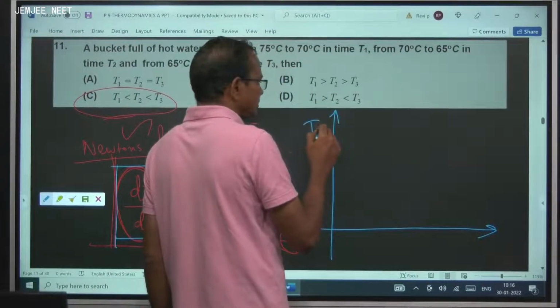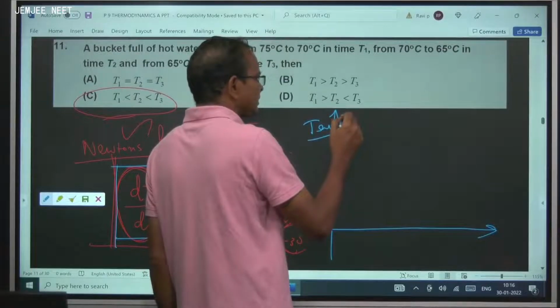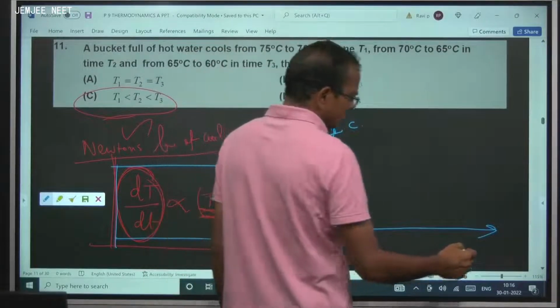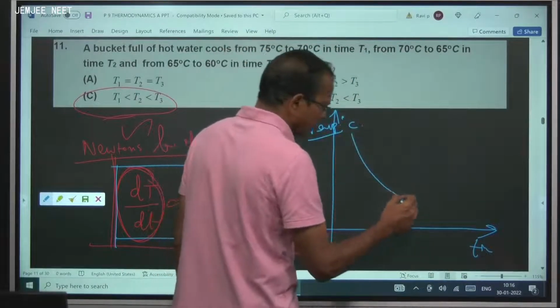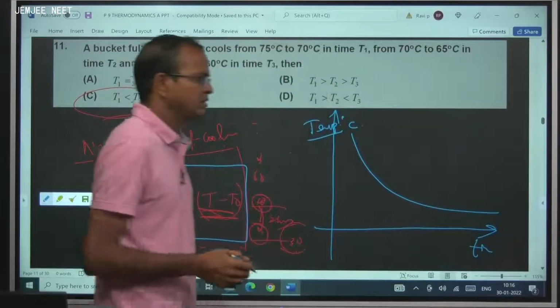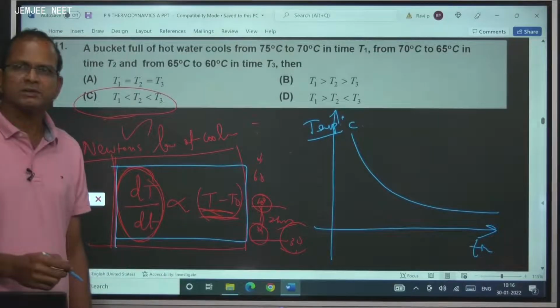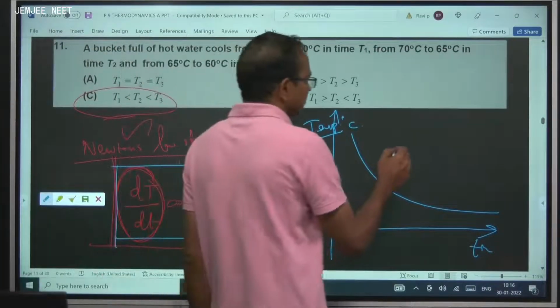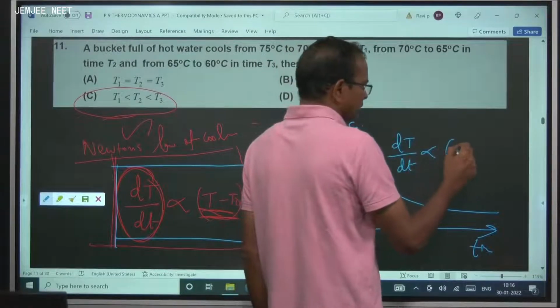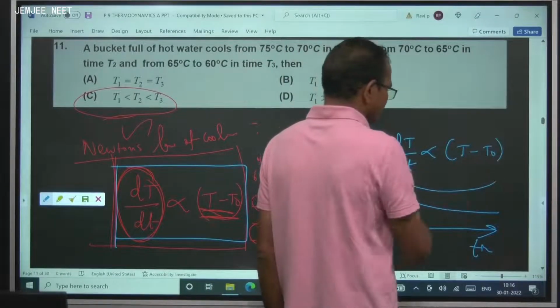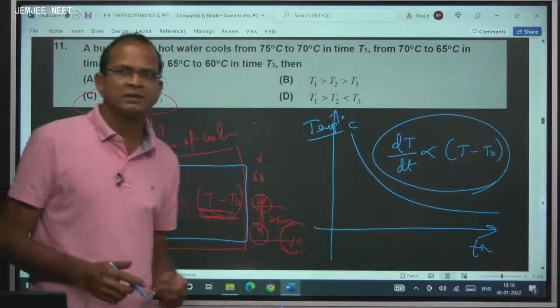This is temperature. Maybe degree Celsius, Kelvin, whichever you want, put it. This is time. It goes like this: first it falls quickly, then it slows down. This is called cooling curve. So what is that? Rate of fall of temperature is directly proportional to excess temperature over the surrounding. Got the point? Understood, dear?